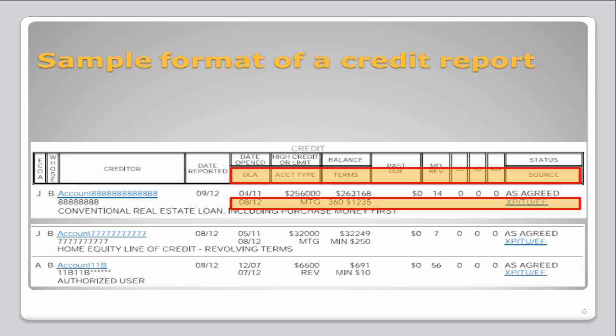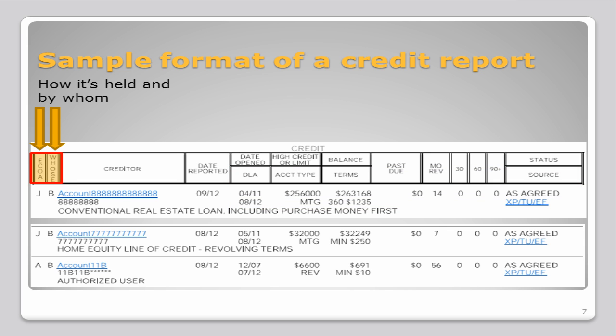Let's start over there on the left. In this, you're going to see that it shows the Equal Credit Opportunity Act. That's what ECOA stands for. That's the farthest to the left. And it shows whether also it's a single account held by a borrower, the co-borrower, or a joint account, or even as just an authorized user. So you've got ECOA on the left, and then whose account second from the left.